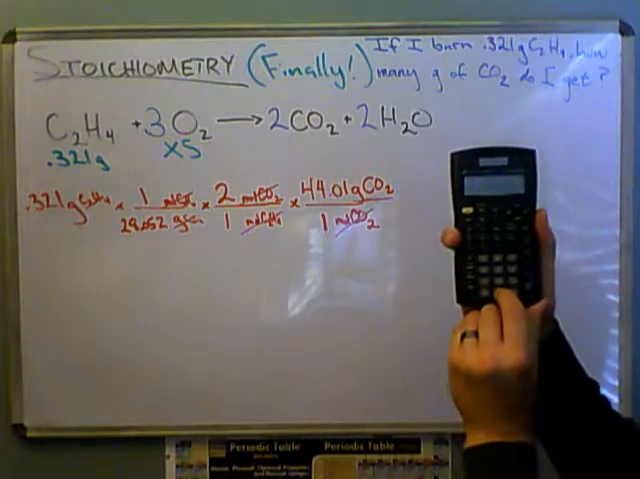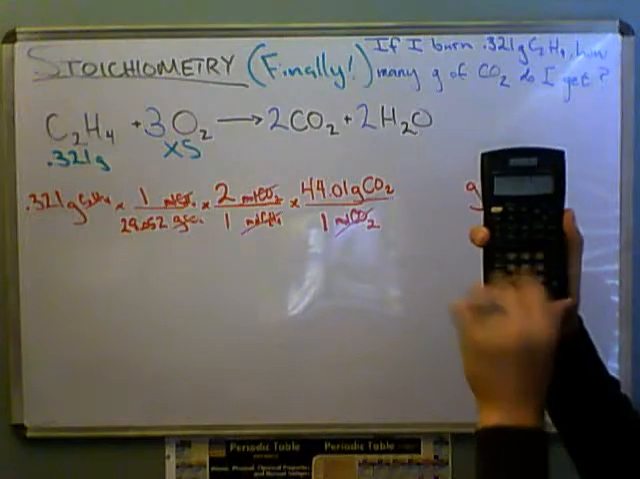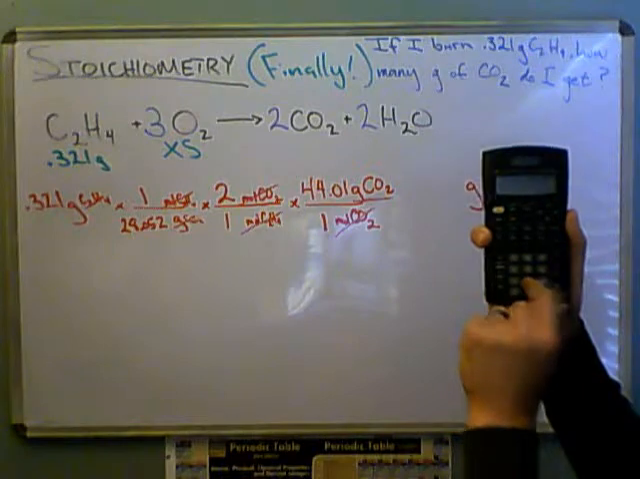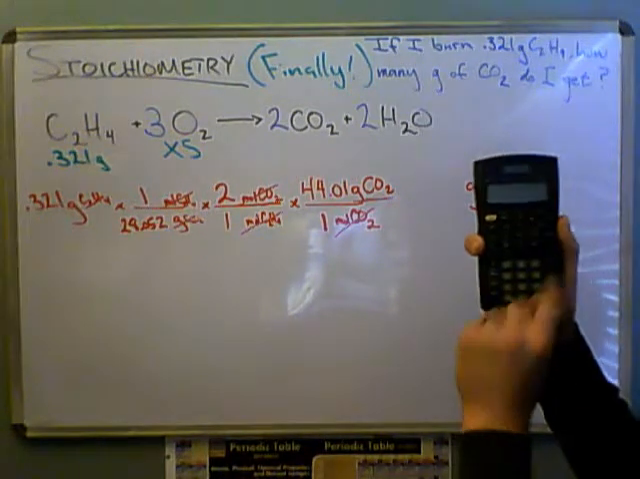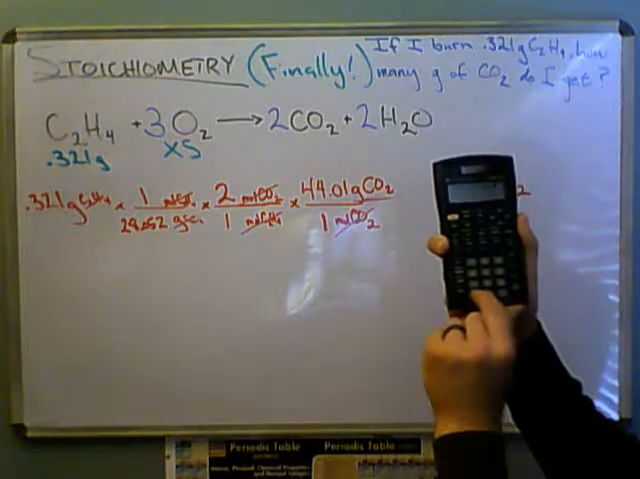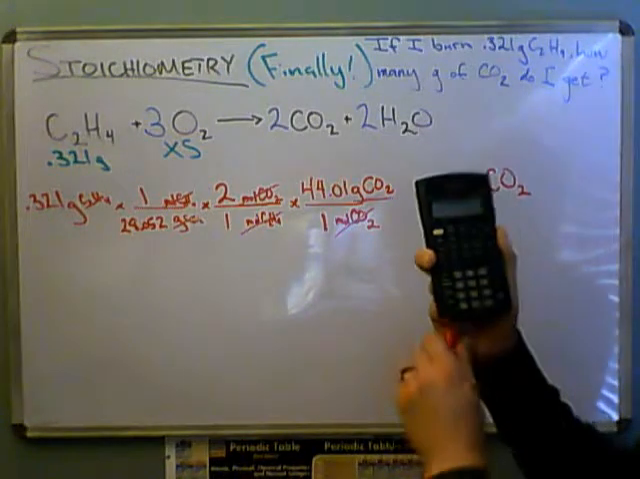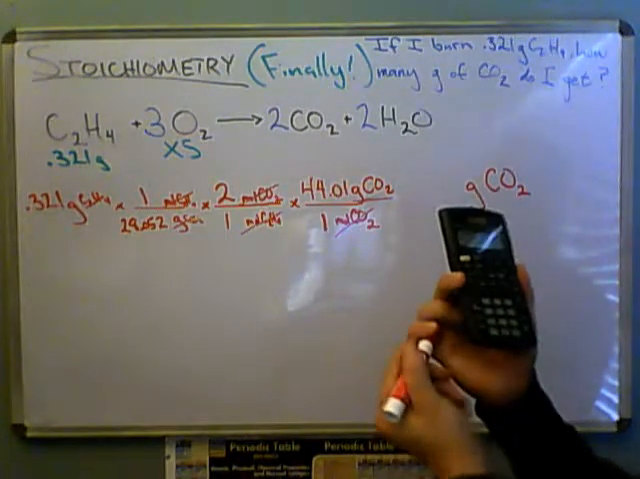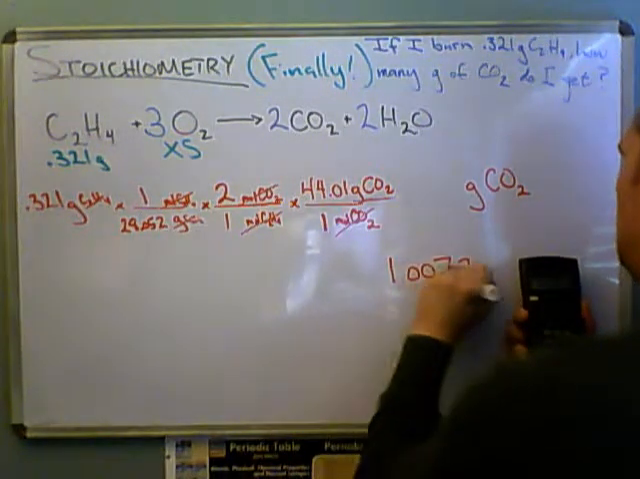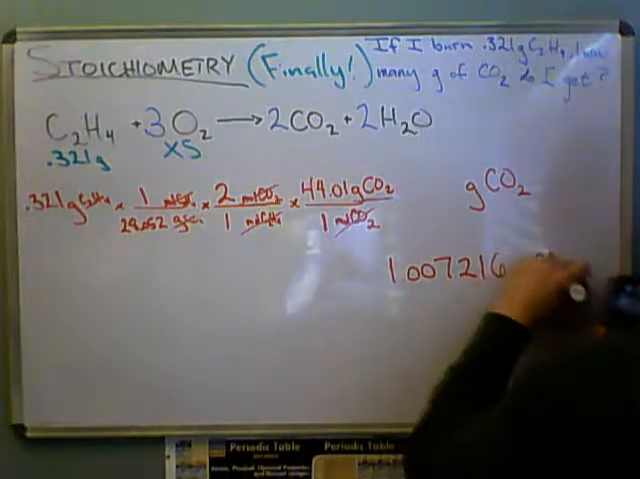We're going to go 0.321 times 1 divide by 28.052 times 2 divide by 1 times 44.01 divide by 1 equals 1.0072 16 and so on grams of CO2.